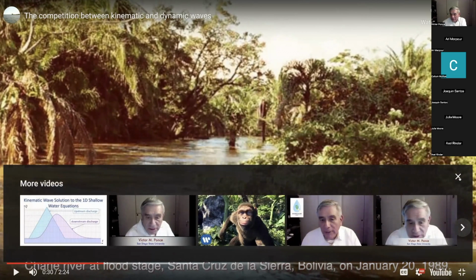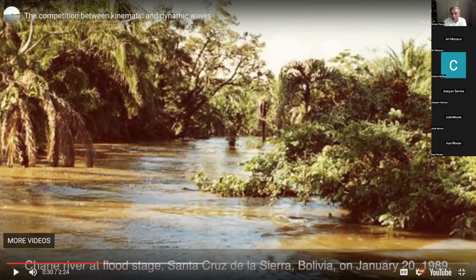On the many instances I have been in the field visiting for work, I have encountered flood situations several times, maybe 5 or 6 times over the course of 40 years. It's not a thing that happens all the time. Like this particular flood wave, we rode it. My group, or the group of people that were with me at the time, we rode this wave. Imagine a flood wave and you start on top of it on a boat, of course. This is the Chané River in Bolivia, eastern Bolivia, on January 20th, 1989. We were on top of this wave.